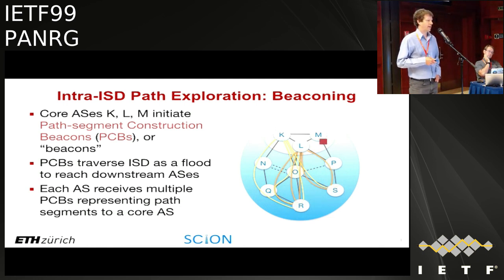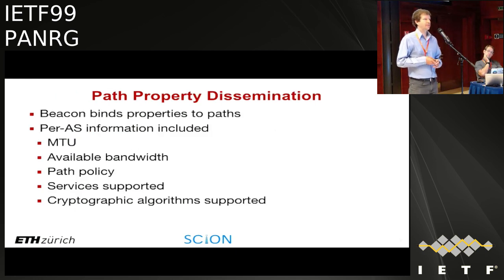So now, we disseminate a number of path properties. These beacon messages record path properties as they're being forwarded, and they record information such as MTU, available bandwidth, path policy, various services that are being supported, cryptographic algorithms that are being supported, and so on and so forth.